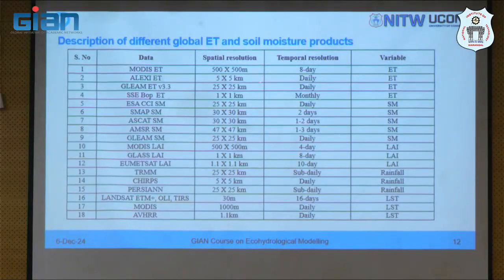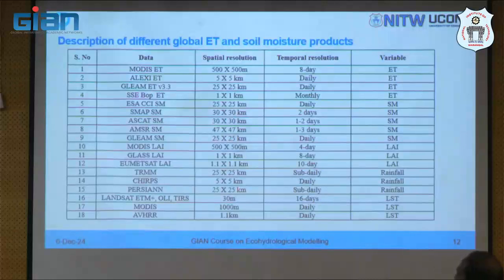Now my question to you is, MODIS ET has a resolution of 500 meters by 500 meters, so what will be the area? Two lakh 50,000 square meters. For 2 lakh 50,000 square meters, you have one single value of ET.